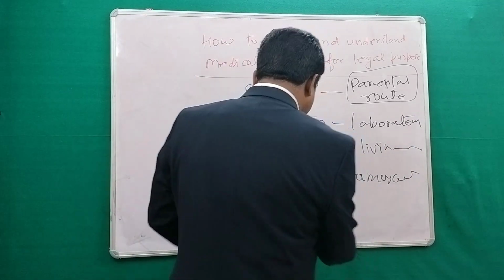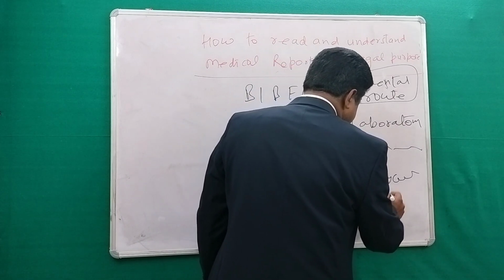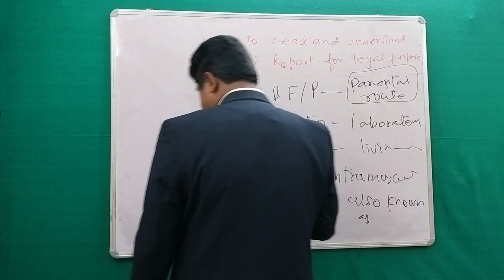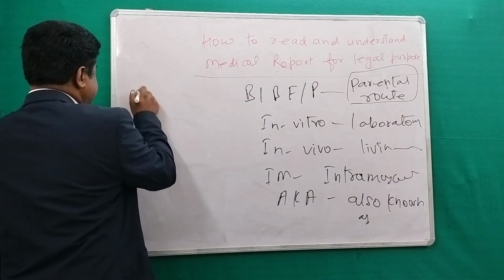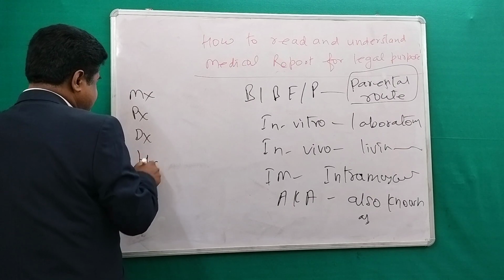Because see, AKA, we know AKA, that is also known as. Thereafter there are certain prescription abbreviations, like for example, MX, EX, DX, HX.